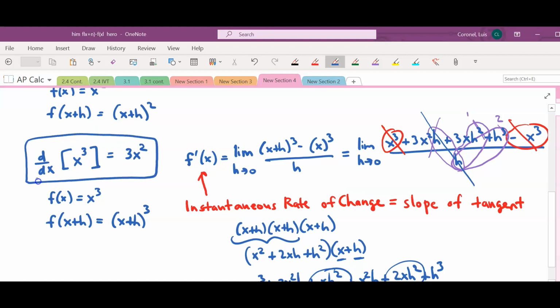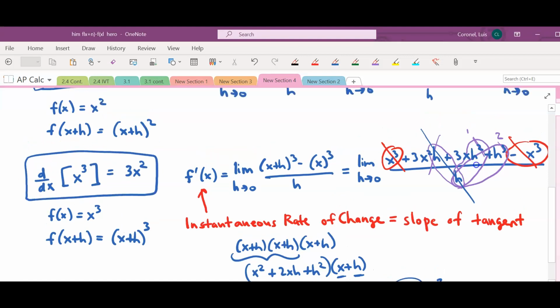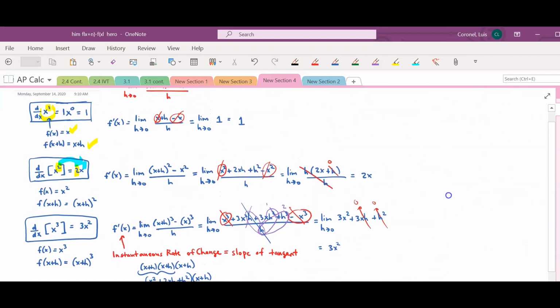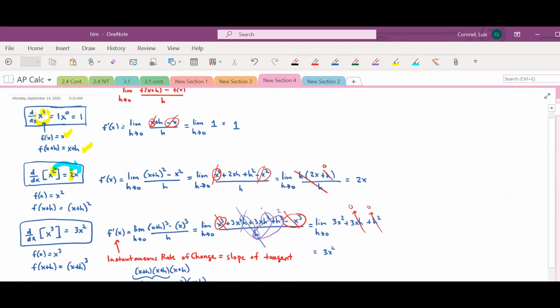So feel free to pause the video to look at all the 3 cases and see if you can find a pattern, the power rule. What's going on to the power? What's going on to the exponent? What is happening to your function when you go from the function to the derivative? That's the question.